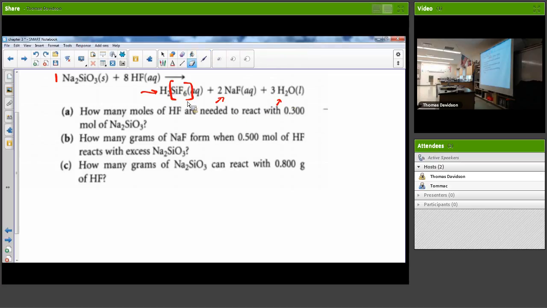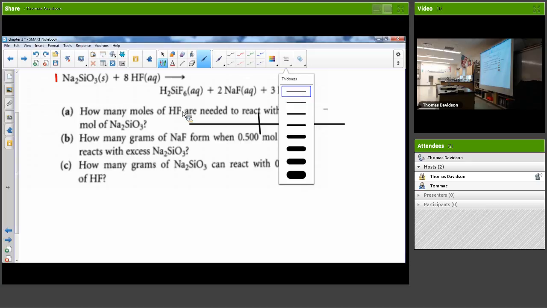So the first part, A, is less difficult than what we've been doing. It says how many moles of HF are needed to react with 3 moles of Na2SiO3. So this is still a picket fence, it's just a shorter picket fence. It's the same idea. This one's just shorter.